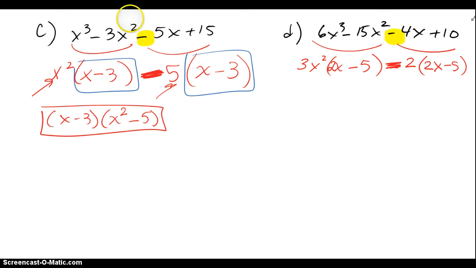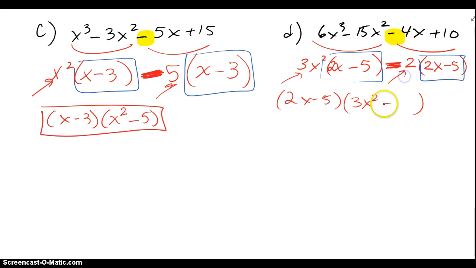Now I have the giant binomial that they both have in common. So I'm going to pull that out as 2x minus 5. And once that gets pulled out, I have left over 3x squared minus 2 as my next binomial. And that's the whole thing factored out.